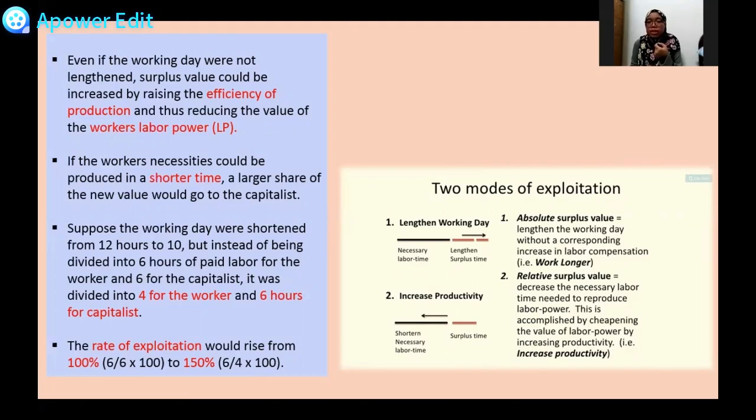The second is increased productivity, where relative surplus value is equal to decreasing the necessary labor time needed to reproduce labor power. This is accomplished by cheapening the value of labor power by increasing productivity. For example, increasing the productivity.